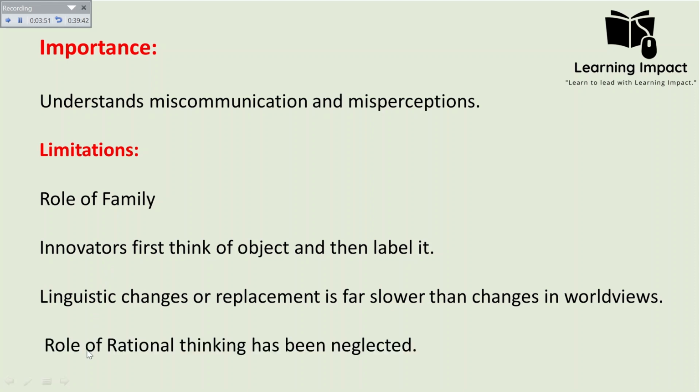And the fourth limitation is that even if we consider the Sapir hypothesis true under all circumstances, that language determines our perception, at the individual level my own capacity, like rational thinking, critical thinking, and creative thinking, also contributes to shaping my perception of things. So the role of thinking skills has been neglected by the Sapir-Whorf hypothesis. Okay, so these are the limitations drawn by the critics of the Sapir-Whorf hypothesis.